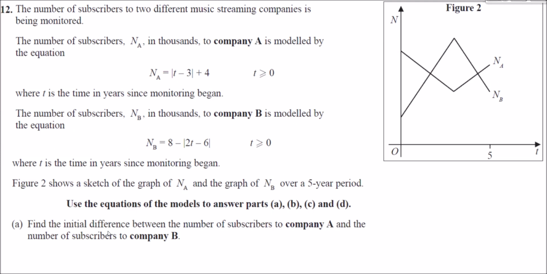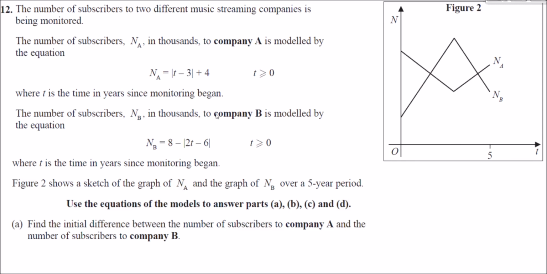Question 12 is about the number of subscribers to 2 different music streaming companies, which is being monitored using this graph. So we've got company A, and the number of subscribers to company A is n subscript A in thousands, modeled by this equation. Company B, the number of subscribers in thousands, n subscript B, is given by this equation here. t is time in years. So this is a sketch of it over a 5-year period, and we need to use the equations of the models to answer A, B, C, and D.